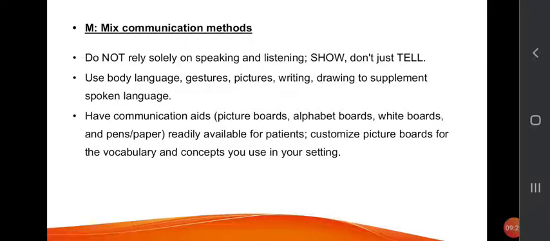M. Mixed communication method. Do not rely solely on speaking and listening. Show, don't just tell. Use body language, gesture, pictures, writing, drawing to supplement spoken language. You can also use gestures. Have communication aids, picture boards, alphabet boards, whiteboard, pen and paper readily available for patients. Customized picture boards for the vocabulary and concepts to use in your setting.